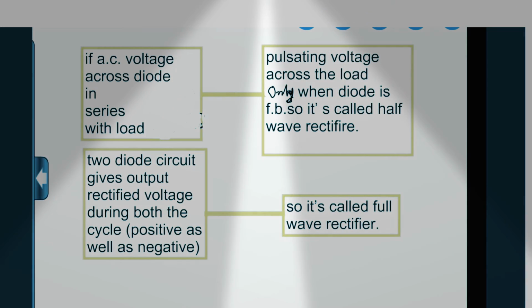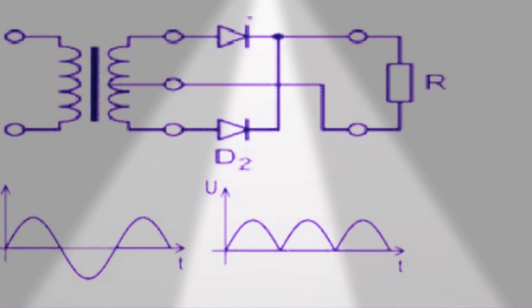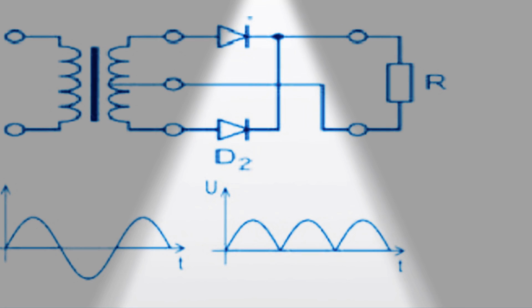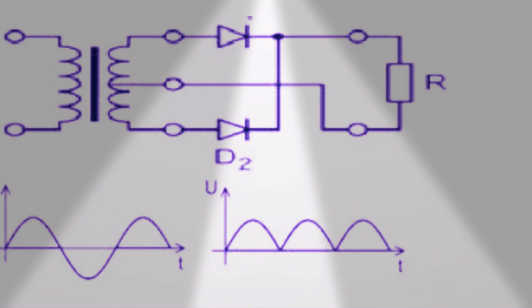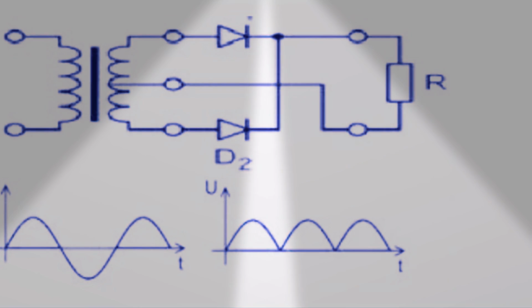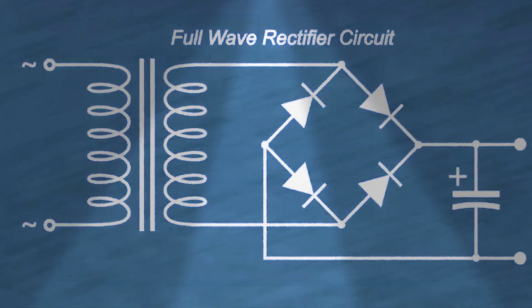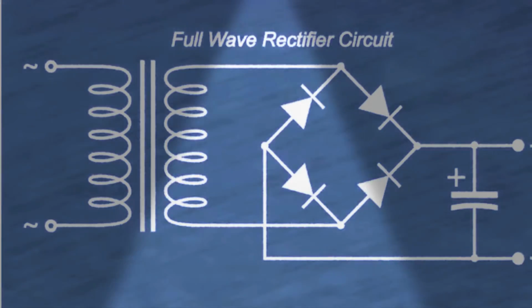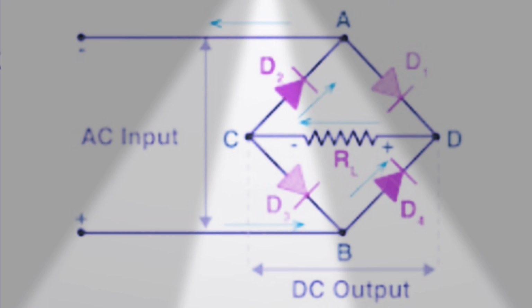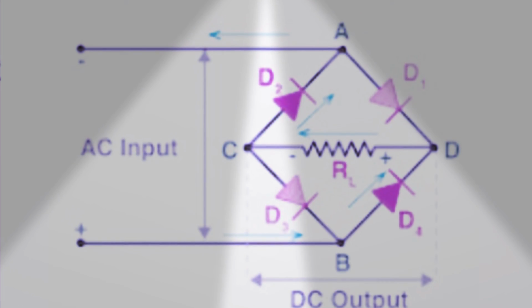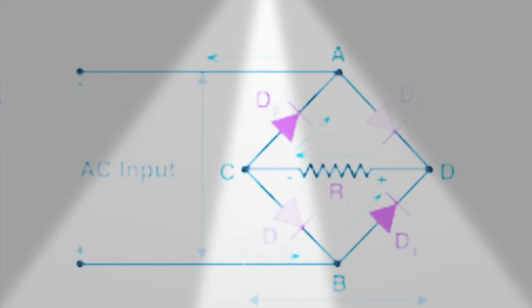half wave rectifier. And when we have two diode circuit, it gives output rectified voltage during both the cycles, positive as well as negative. Therefore, it's called full wave rectifier. There are two types of circuit for full wave rectifier: two diodes and center tap transformer, or you can use four diodes in bridge configuration. And for input AC source, you can also use transformer without center tap.